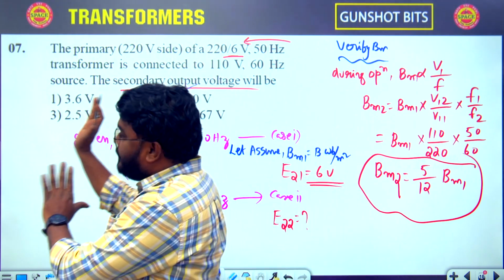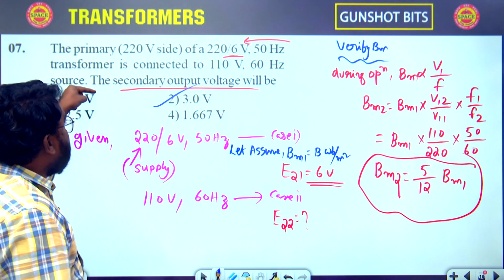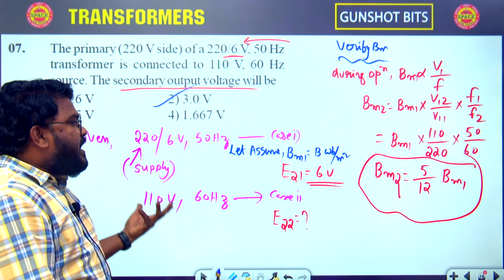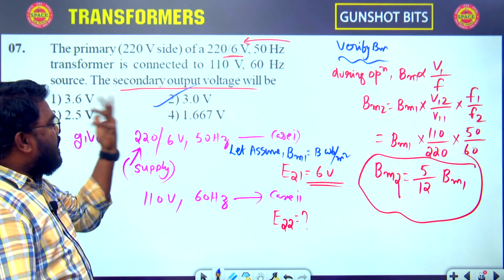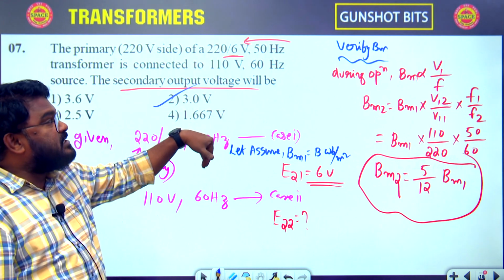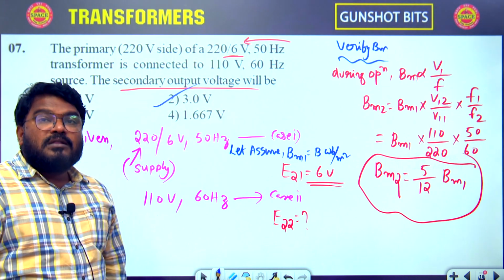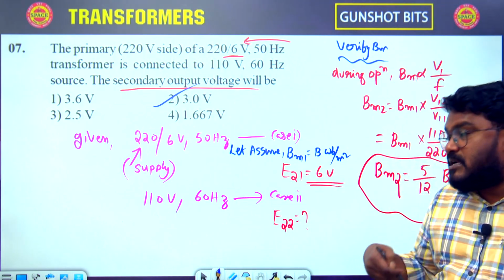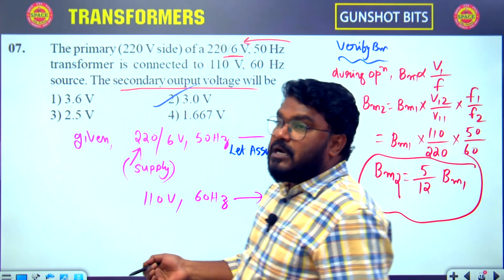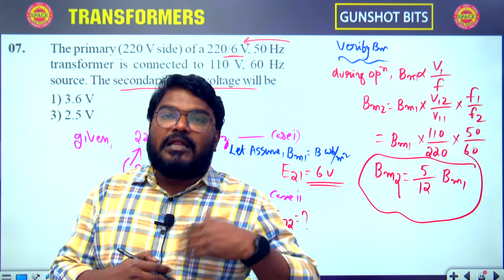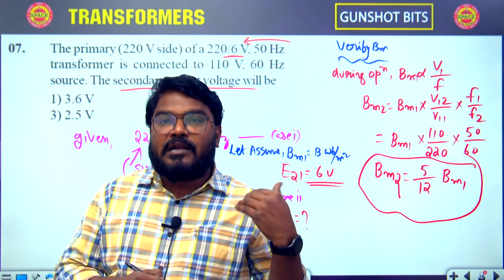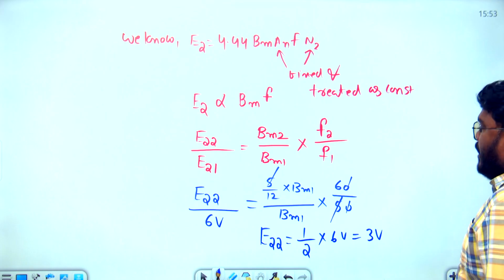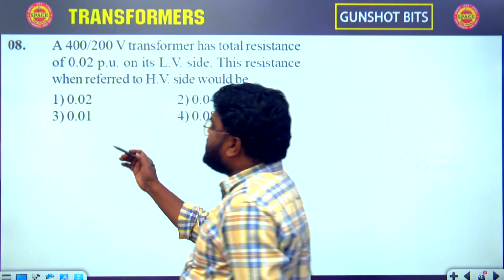For this type of question, if the primary voltage is given, there is no need to find it out, and you can find it directly. But here the primary side changes while the question asks about the secondary side. That's why we need to verify whether the flux density is constant or not. If the flux density is constant, then the EMF induced in the transformer is directly proportional to the frequency. Otherwise, the EMF induced in the transformer is directly proportional to the product of flux density and the frequency of the transformer.